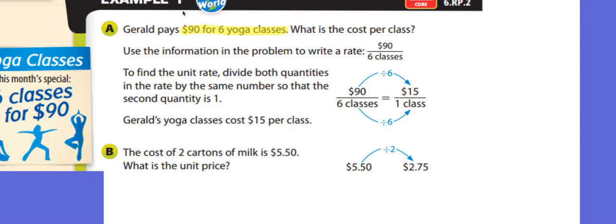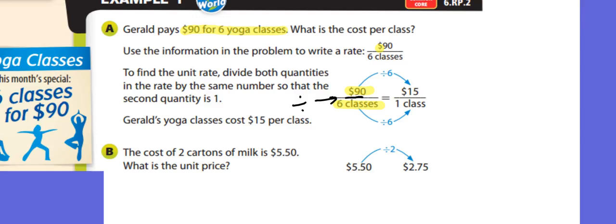I want you to notice something and pay attention to what I'm about to say. When we have money as one of the units, it is almost always the first term. Money would be the first term and then the other unit would be the second term. So look down below. We would set it up as $90 over 6 classes. And one thing you could remember is that this fraction bar is a division symbol.